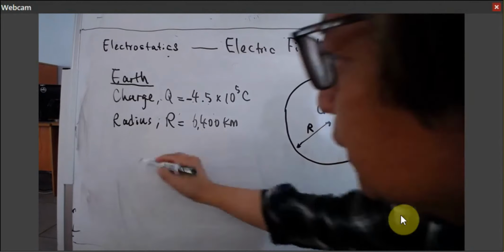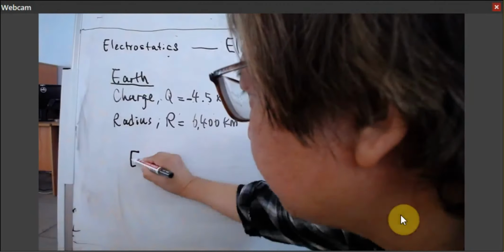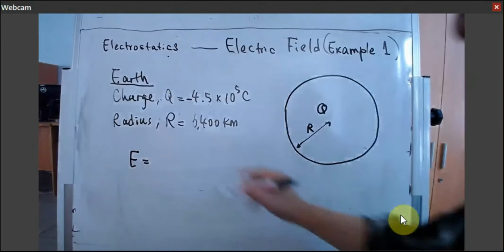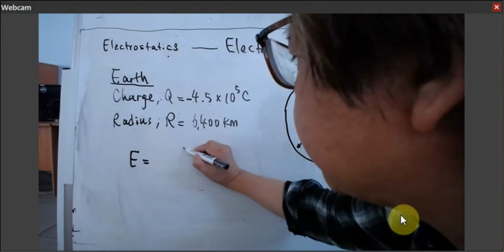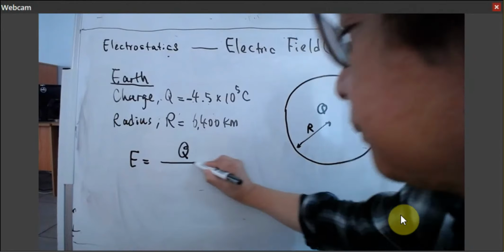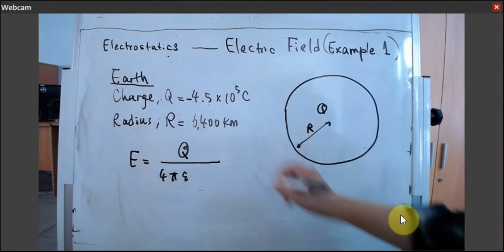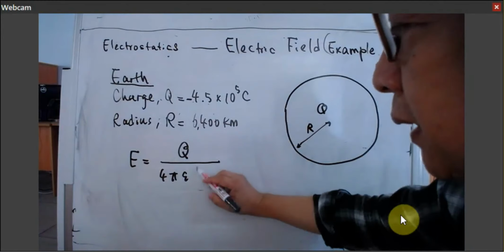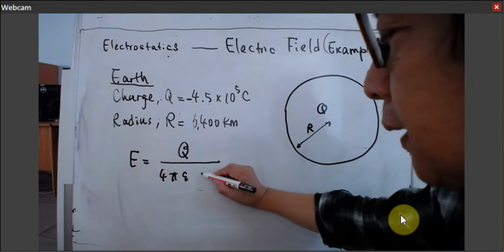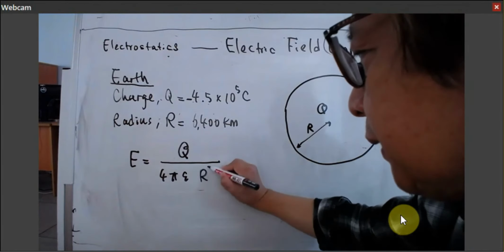Remember, the formula of electric field is Q over 4 pi epsilon, and then the distance squared.